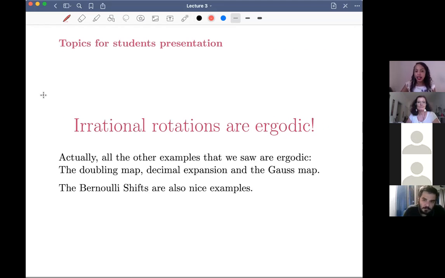Okay, another last suggestion that I didn't present, but it's nice, is the shifts. The Bernoulli shifts are a very nice example. So a more detailed presentation of the model could be done, and then also prove that the measure you define there, the Bernoulli measure, is ergodic.